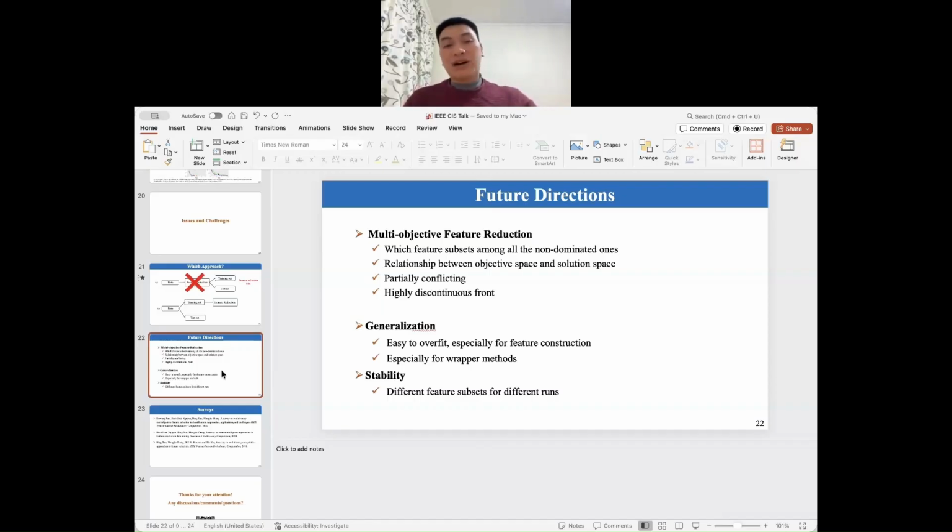Okay, not only about which features are cheap to collect, but also on what is the best trade-off you would like to have between the performance and the number of features. Yeah.